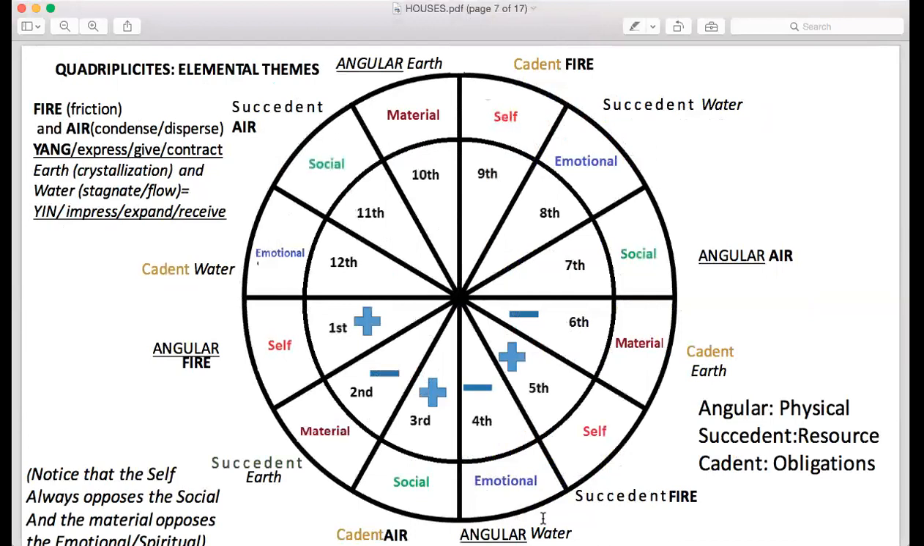Quadruplicity's elements. This one, we're applying that cadent, succeedent, angular thing to the elements.